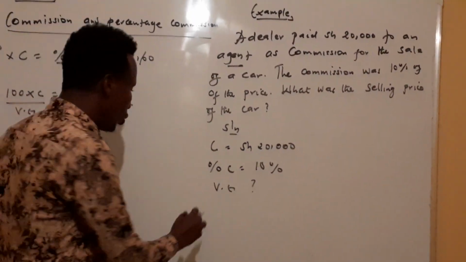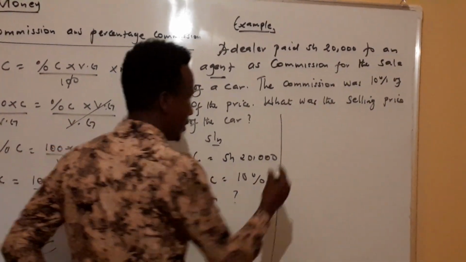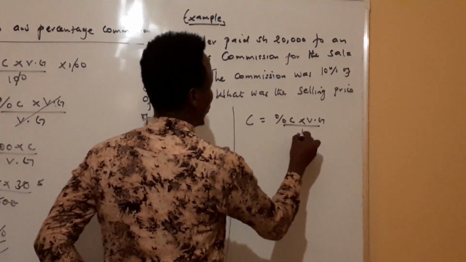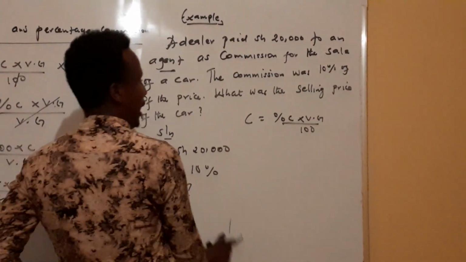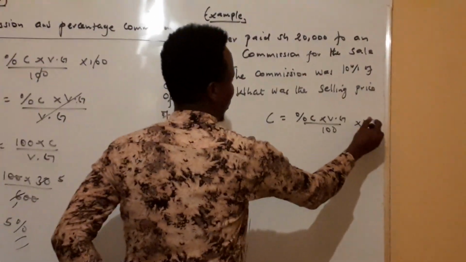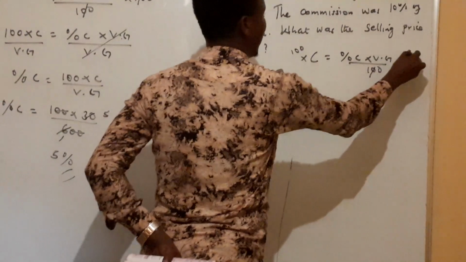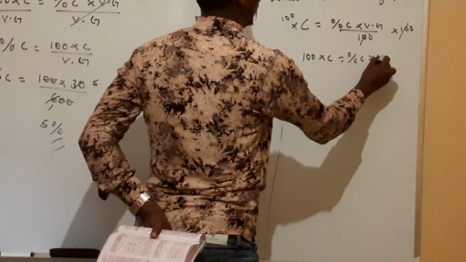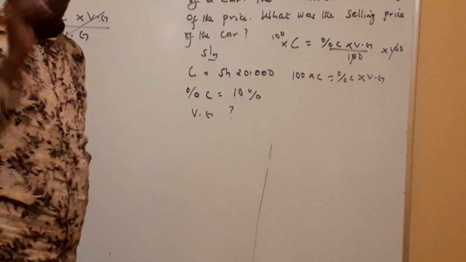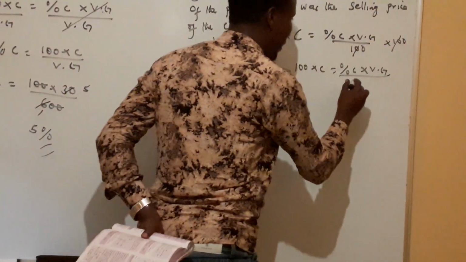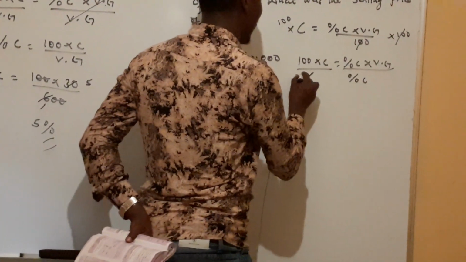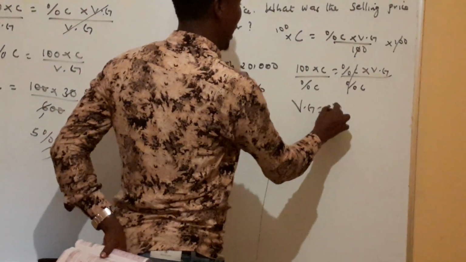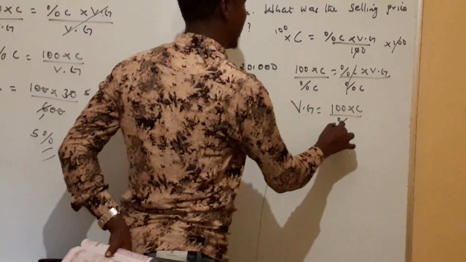So we are going to write the formula. We know that commission is equal to percentage commission times value of goods over 100. This time we want to get VG. Multiply this side by 100 and this side also by 100 to eliminate the denominator. Cancel. We are left with 100 times commission is equal to percentage commission times value of goods. This time we are eyeing value of goods. Then eliminate percentage commission here and here also. Cancel. You are left with VG, which is the value of goods, equal to 100 times commission all over percentage commission.